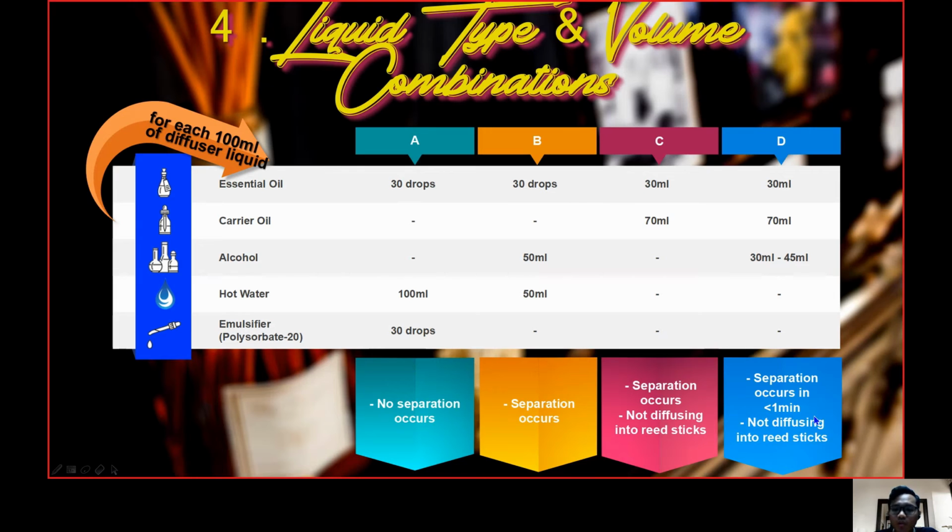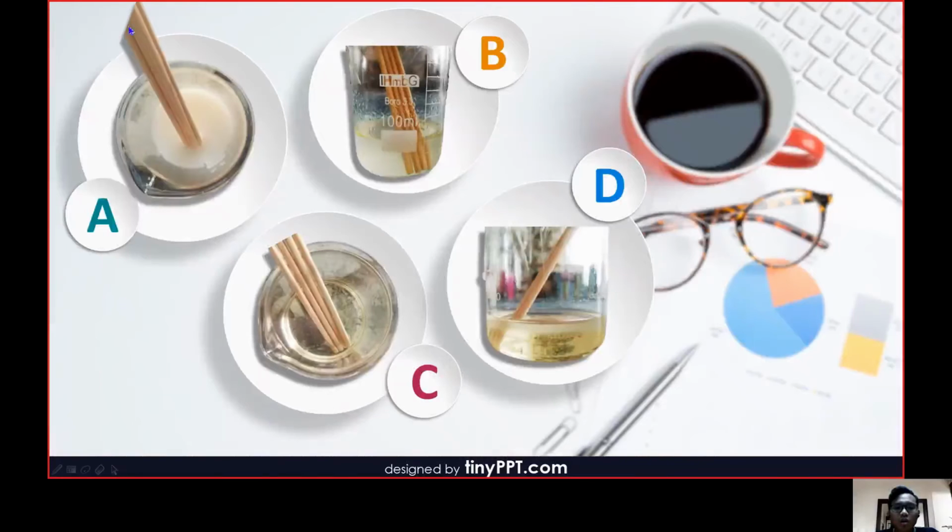Unlike the others, some of them will not diffuse at all, or slowly stop at a point where separation happens. And as you can see here, only A is well mixed and has no separation at all compared to the other three.